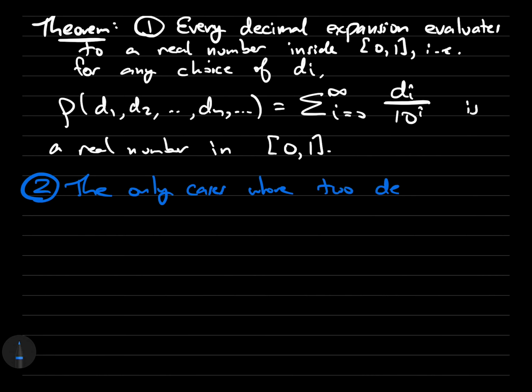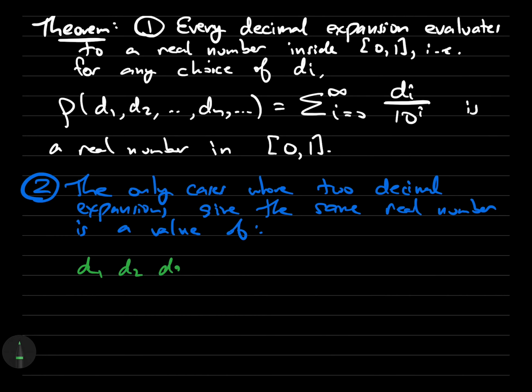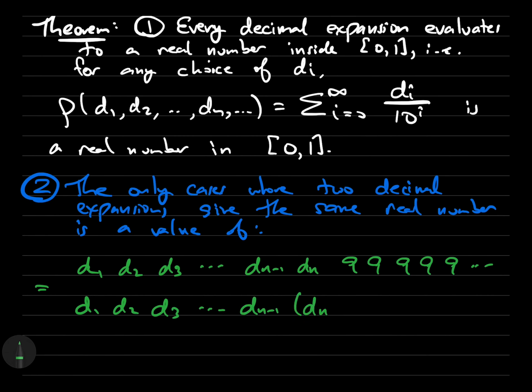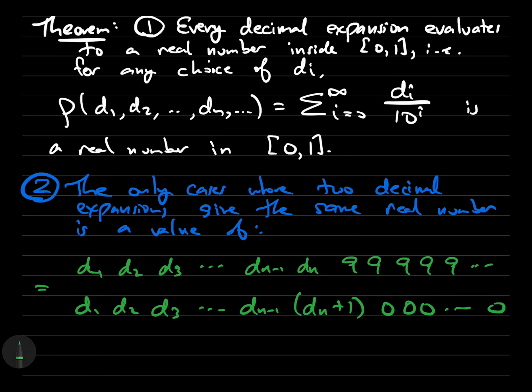The second part of the theorem tells me about the cases where a particular real number might have multiple decimal expansions. And here's the claim. The only time a real number can have two decimal expansions is in a situation like this, where one decimal expansion ends in an infinite number of zeros and the other ends in an infinite number of nines. Otherwise, there's a one-to-one correspondence between real numbers and decimal expansions. As I said, we won't prove this today. We'll take this as a given.